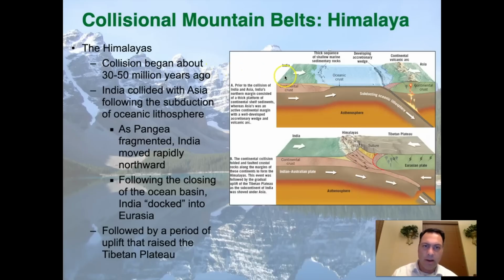So effectively, here we see India. India is moving, this continental crust with its associated lithosphere is moving towards Asia. And Asia had a continental volcanic arc. This is an Andean style arc, the ones that we just talked about. These are already really big, tall mountains, large volcanoes. There's a developing accretionary wedge or prism that's happening here, and the subduction is happening. And then eventually, India collides with the Eurasian plate.